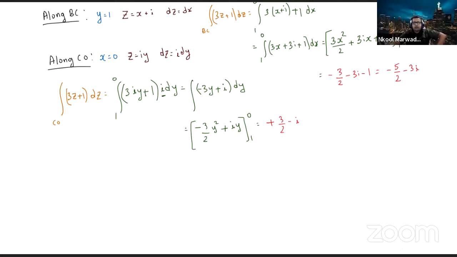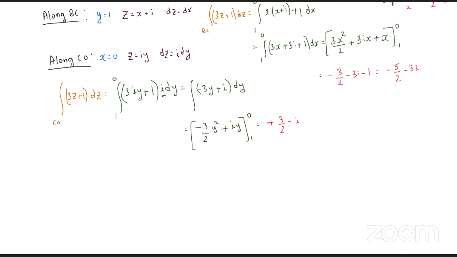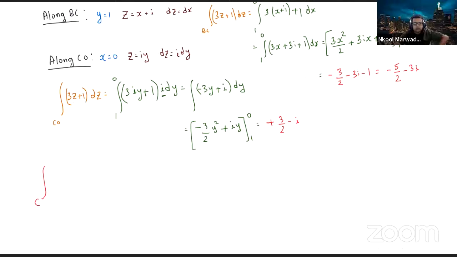Now we have to sum all. Whatever we have found, we have to add it up. So the final answer: the contour integral, where the contour is all the 4 lines, of 3z plus 1 dz, is equal to the addition of all that. So one by one we can bring it. So 5 by 2.